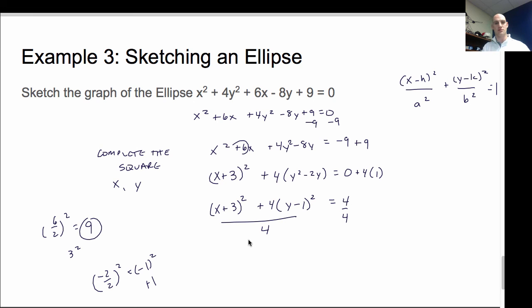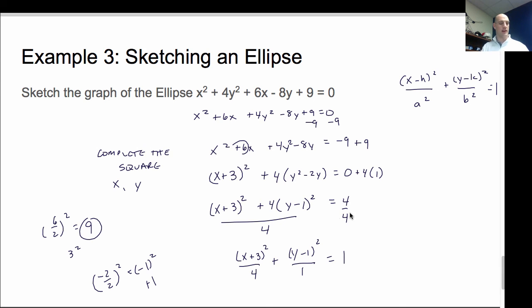And watch what happens. This is really cool. I'm going to end up with x plus 3 squared over 4. Oh, look at that, I end up with a fraction. Plus y minus 1 squared, and on the bottom, 4 over 4 is 1, so I'll just have a 1 on the bottom, equals 1. I needed it to be equal to 1. These are good things.